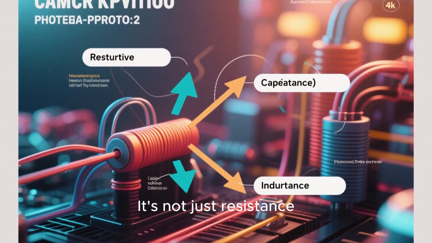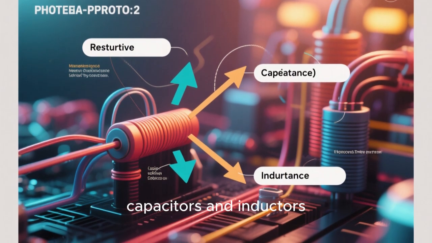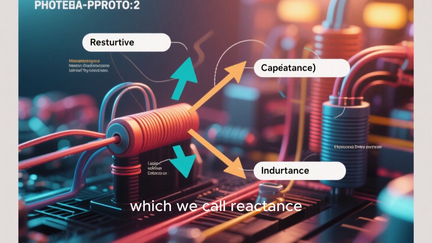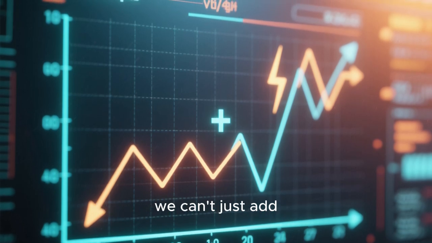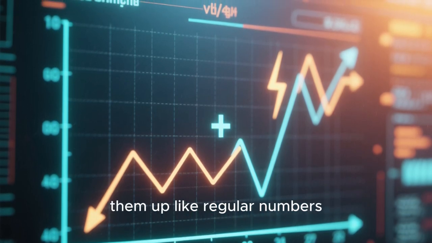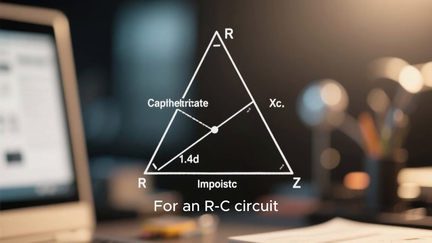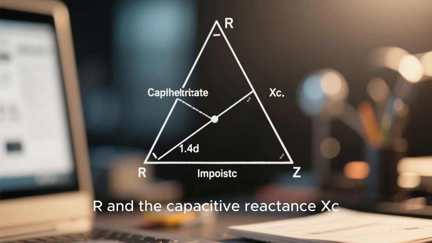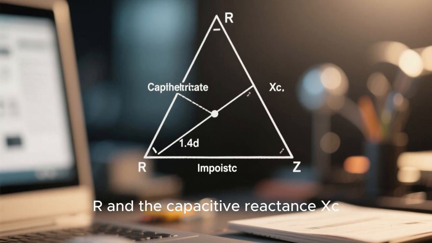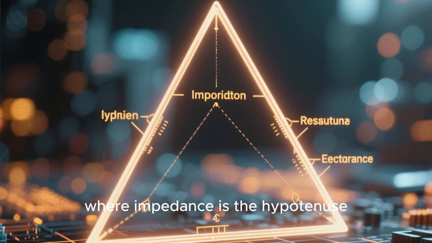It's not just resistance. It's a combination of resistance and the opposition from capacitors and inductors, which we call reactance. Because of the phase differences, we can't just add them up like regular numbers. We have to treat them as vectors. For an RC circuit, the impedance Z is the vector sum of the resistance R and the capacitive reactance XC. You can visualize this as a right-angled triangle where impedance is the hypotenuse.